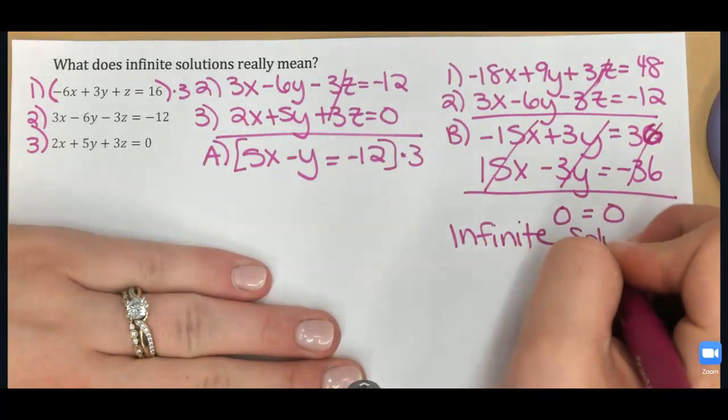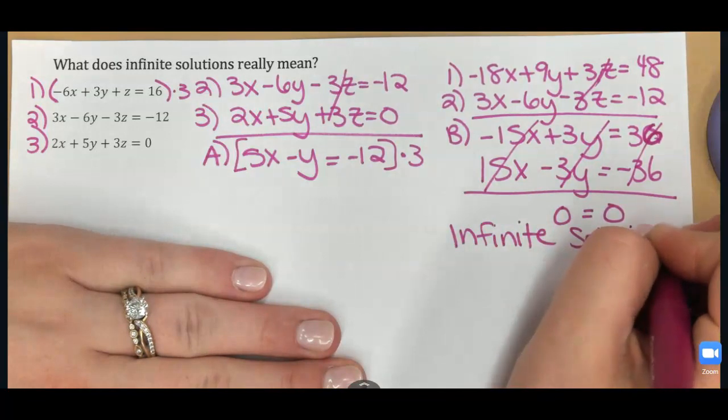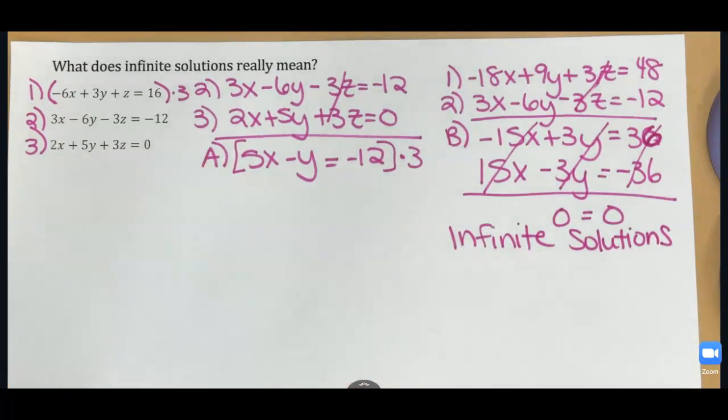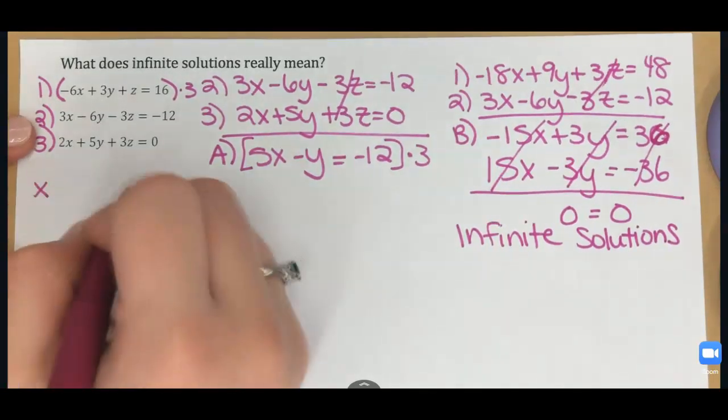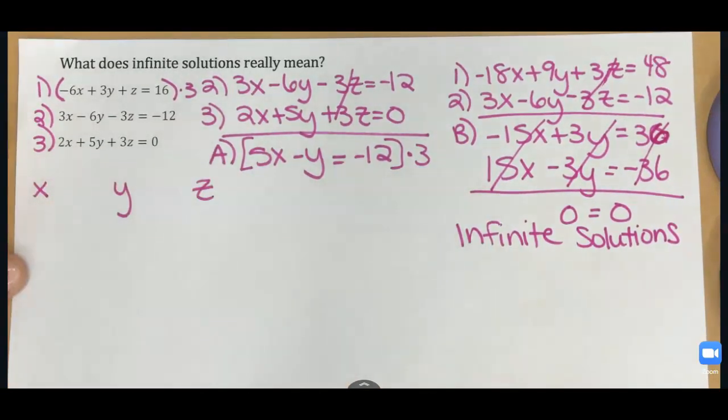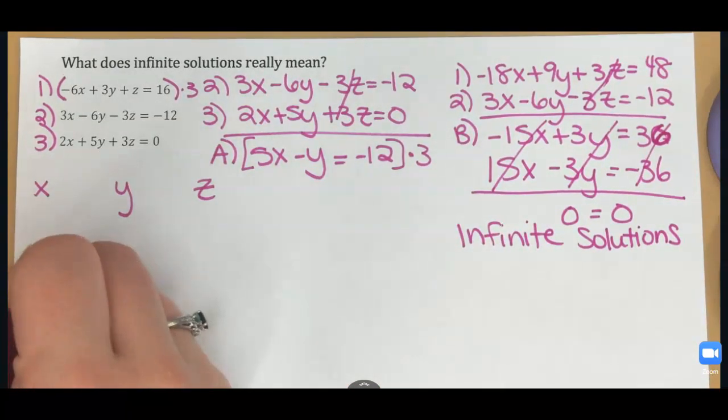But remember, what does that really mean? That means that these three equations all define the same plane. So we need to figure out what is that plane. What we're going to do is define our three variables, x, y, and z, in terms of just one of them. You could pick any. I am just going to go with x for this one. So I'm going to let x be x.